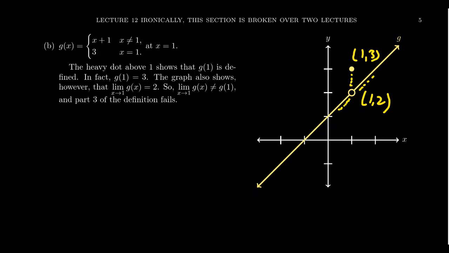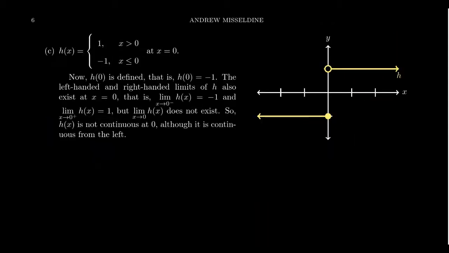We could have redefined this point to be 1, 2. If we moved it, that would fix the problem, right? And so we have this removable discontinuity. G of 1 is equal to 3, but the limit as x approaches 1 of g of x is equal to 2. So the limit exists, the function is defined, but the limit and the function don't agree with each other. Hence, we have this removable discontinuity.